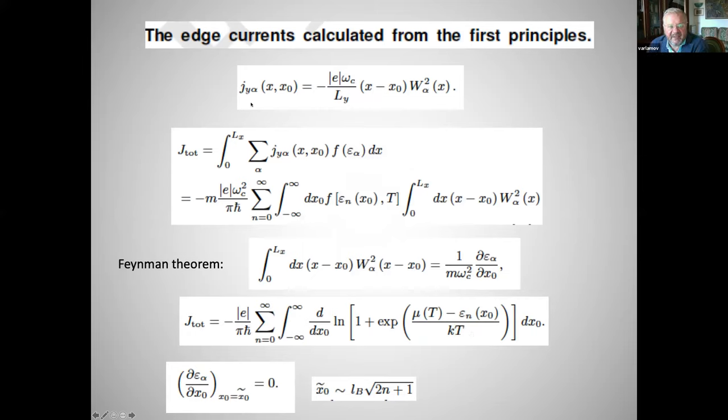Then I can write the local density of current, and I can calculate the total current as the integral over all the width of the strip. I can arrive at the integral of x minus x zero multiplied by the square of the wave function. Here it is useful to exploit the Feynman theorem, where I can relate this integral with the derivative of the spectrum over the parameter x zero. Finally, all these calculations allow me to find an expression for the total current flowing in the strip with different temperatures, and in result, I see something very similar to the expression for the thermodynamic potential.